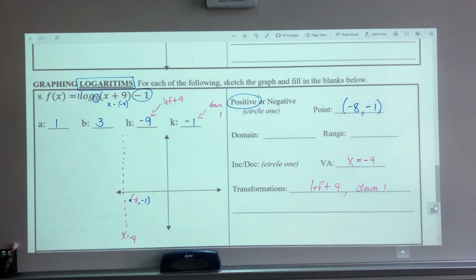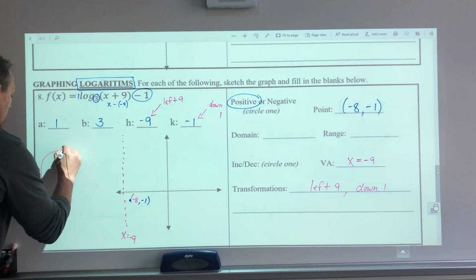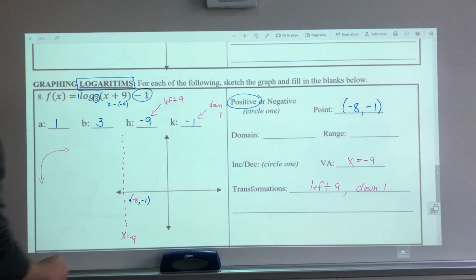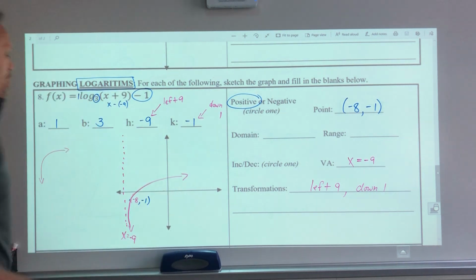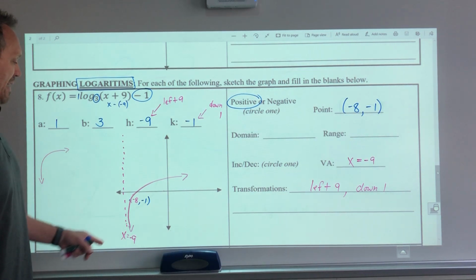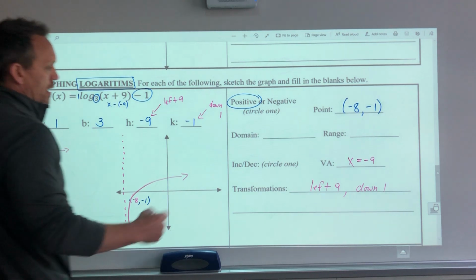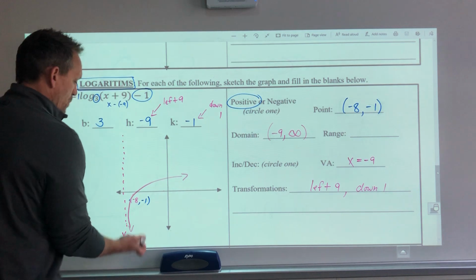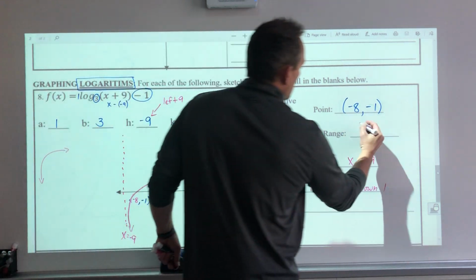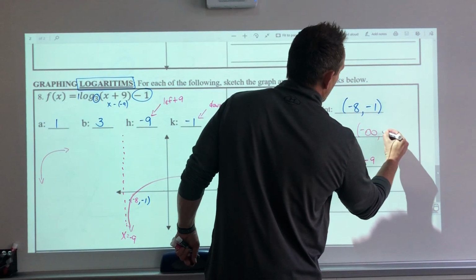At this understanding, we have to determine what does a logarithm graph look like. Our logarithm graphs always look like this. So we're just going like this. It hasn't been changed. We're not looking for over the top. Can you understand the baseline of that? That's my expectations for you. So my domain is going to go from left to right, which is at negative 9 to infinity. My range is going from bottom to top, which is at negative infinity to infinity.